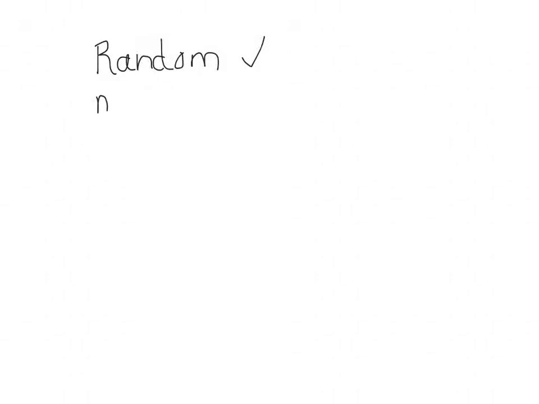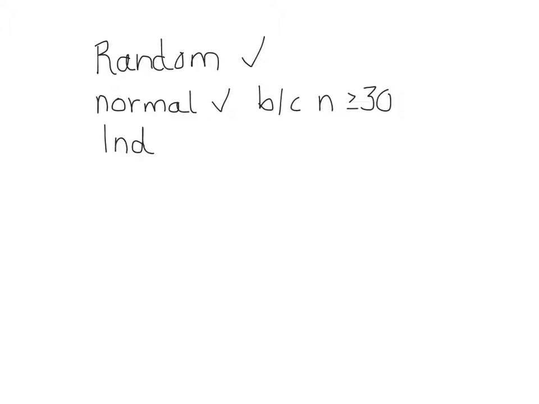Can we assume that our sampling distribution is approximately normal? We can, because n is large, or greater than or equal to 30. And then, is it safe to assume that these women have been chosen independently of one another? And this is where we want to check to make sure that our sample size does not make up more than 10% of the population.